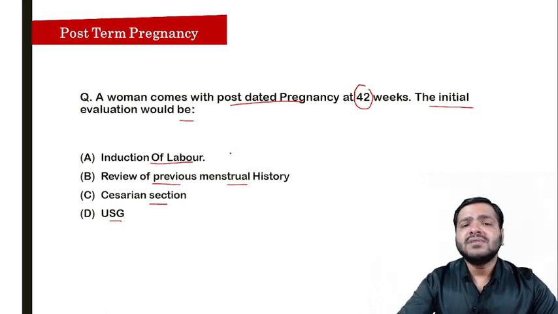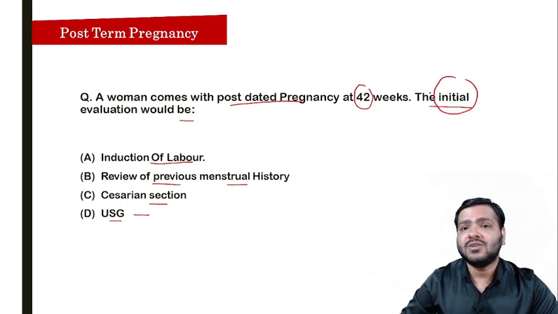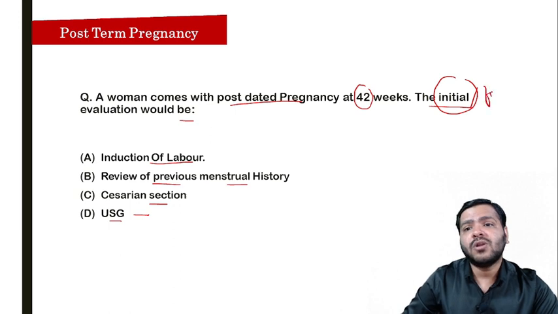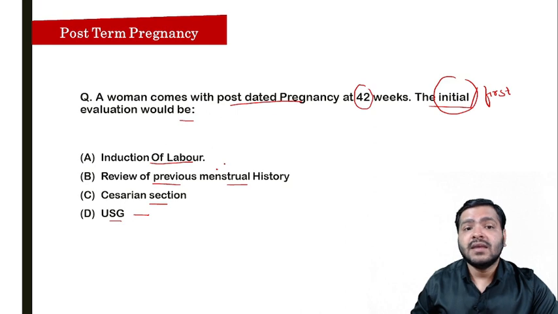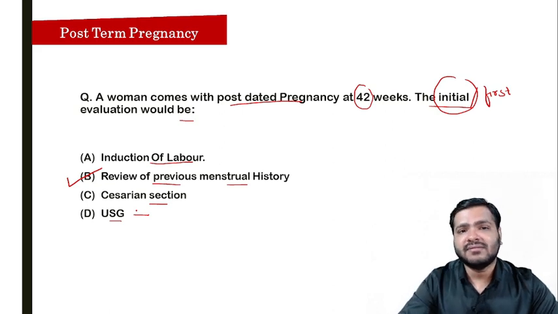Most of the time the students are answering option D, ultrasound. But again, read the question, students. It says what is the initial evaluation that you will do. Initial means the first step you should do. It is never an ultrasound. The first step you have to do is to review the previous menstrual history of the patient, and that's why the answer will be option B. It will not be option D, it will be option B. Whenever a female with post-dated pregnancy comes to you, you have to first review her menstrual history.